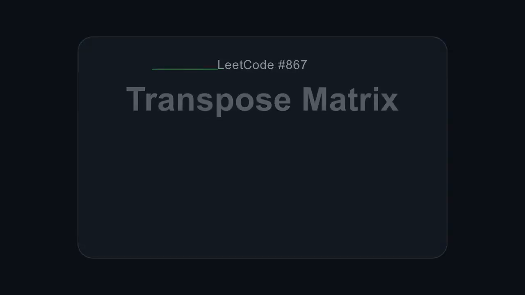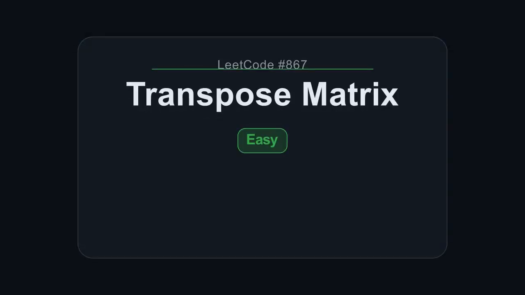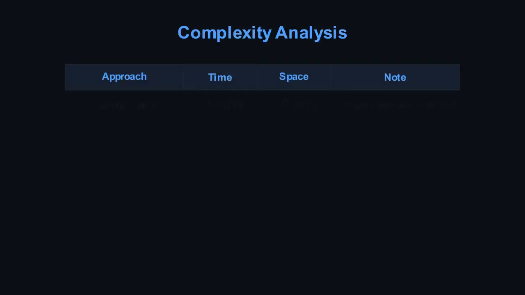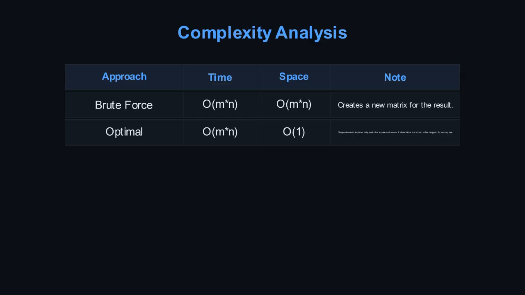You'll spot this pattern when a problem asks you to flip, mirror, or rotate a grid. Look for phrases like rows becoming columns or reflecting across a diagonal. Whenever you see a request to rearrange a 2D array, always ask if you can perform a swap in place to save memory. The time complexity is O of m times n because we visit each element. The space complexity is O of 1 because we only use one temporary variable.